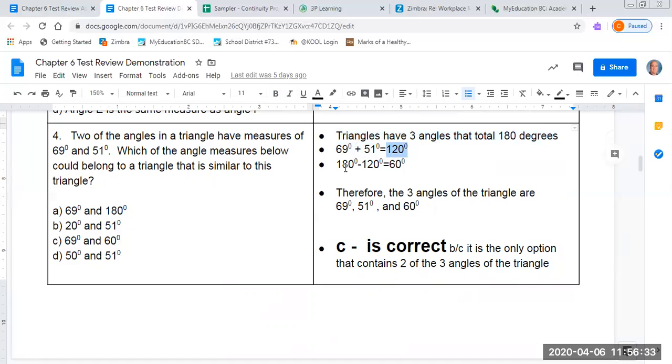If we know that all three angles will add up to 180, then the leftover angle must be the difference between 180 and 120. So therefore the remaining angle is 60 degrees. And when we look at this, we know that the three angles must be the two that were given to us, 69 and 51, plus the third one we just calculated. And so the only correct answer here is C, because 69 and 60 are in fact two of the angles, so therefore C is correct.